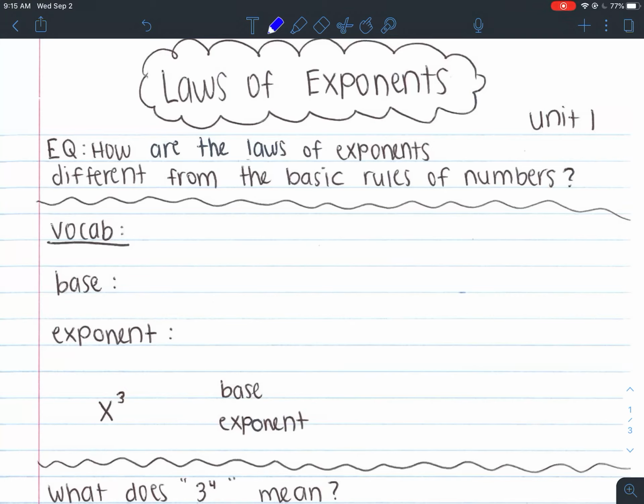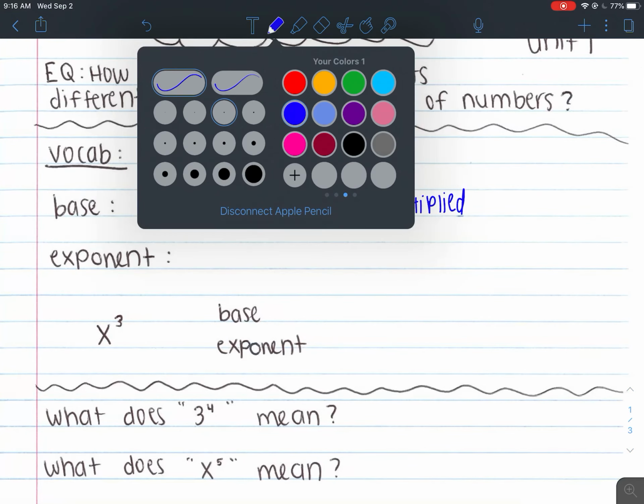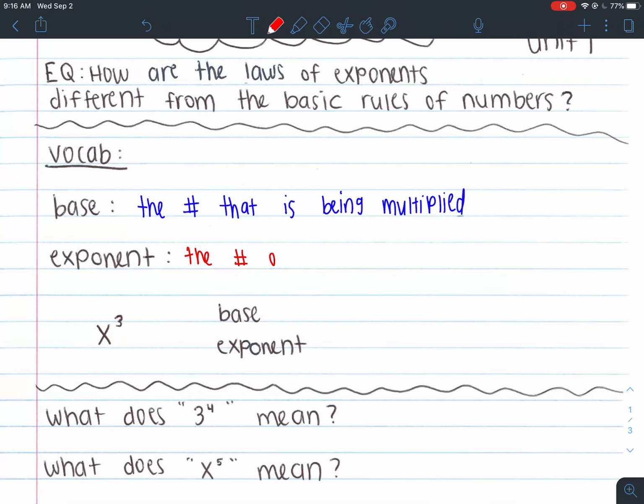Okay, so we're going to go over some vocabulary first. The first thing I'm going to go over is the base. There are two parts of a number that has a variable: the base, and the exponent. The base is the number that is being multiplied, and the exponent is the number of times the base is being multiplied.